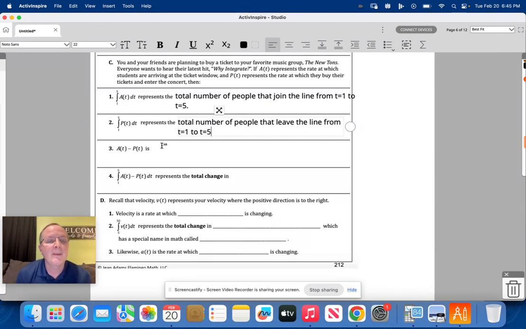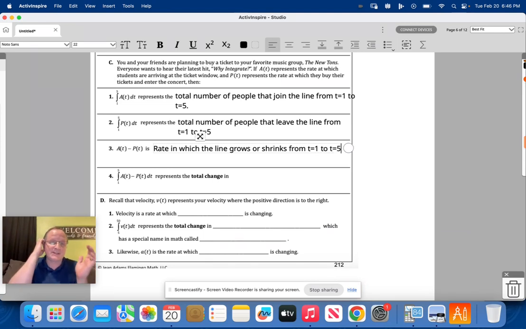And then this would be the rate. Notice no integration here, so I don't have an integral symbol. It's back to the original notation, which is talking about the rate. So this is the rate at which the line grows or shrinks from t equals 1 to t equals 5, because it could be a negative number. If it's negative, then the line is shrinking.